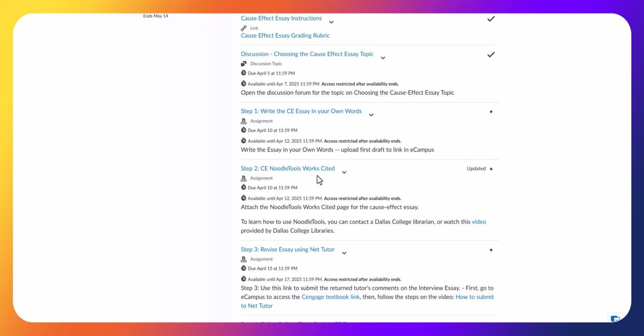Now that you've gotten my feedback and you've made those corrections, now you're ready to go search for your research. And you're going to use Noodle Tools as the development for your works cited page. Once you've created that Noodle Tools works cited page, you're going to download that page and you're going to submit it right here. Now I'm going to tell you that the Dallas College librarians are excellent in using the Noodle Tools for a works cited page. So don't hesitate to reach out to them and ask for help. There's also a video here that they have provided that will show you how to use Noodle Tools.